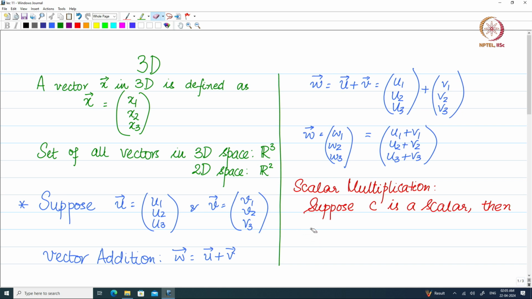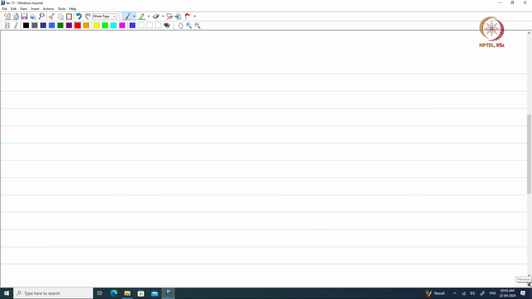Let us take the vector z, which is basically given by c times the vector u, which is nothing but c into u1, u2, u3. This is the same way that we do scaling as in the case of 2 dimensions. So this is going to be c u1, c u2, c u3. That means every component gets multiplied by the same value c. That is how we define our scalar multiplication of a vector, right.